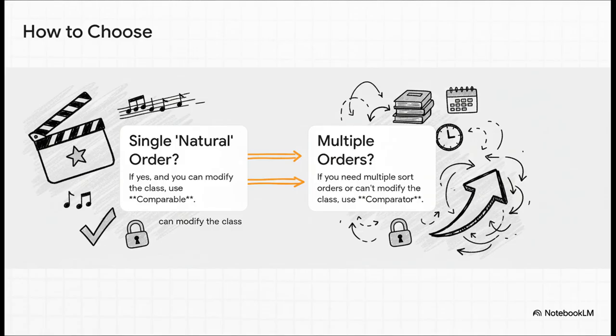Honestly, it all just boils down to a super simple 2-question guide. First, ask yourself, does my object have one single really obvious natural way it should be sorted, like 99% of the time? For a movie object, that's probably by its title. If the answer is yes, and you can actually edit the class's code, then Comparable is a great, clean way to go. But the second you think you might need to sort in multiple different ways, or if you're using a class that you can't change, the choice is made for you. You absolutely, 100%, need the power and flexibility of a Comparator.